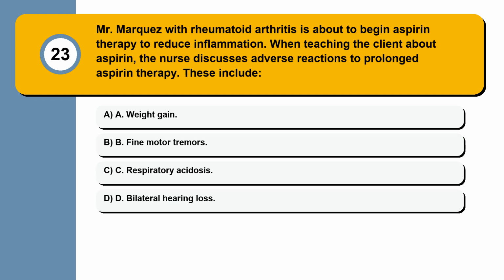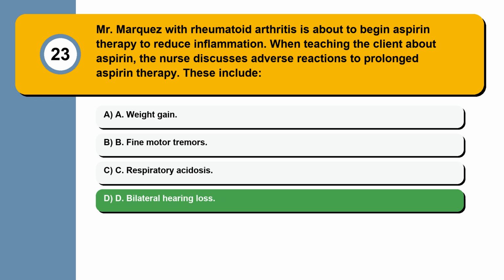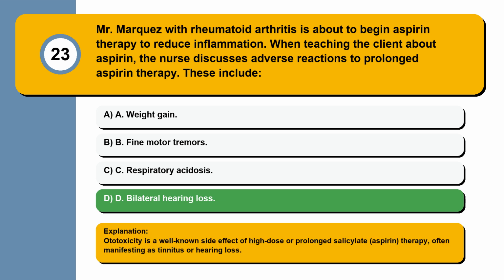Question 23. Mr. Marquez with rheumatoid arthritis is about to begin aspirin therapy to reduce inflammation. When teaching the client about aspirin, the nurse discusses adverse reactions to prolonged aspirin therapy. These include A. Weight gain. B. Fine motor tremors. C. Respiratory acidosis. D. Bilateral hearing loss. Ototoxicity is a well-known side effect of high-dose or prolonged salicylate, aspirin, therapy, often manifesting as tinnitus or hearing loss.